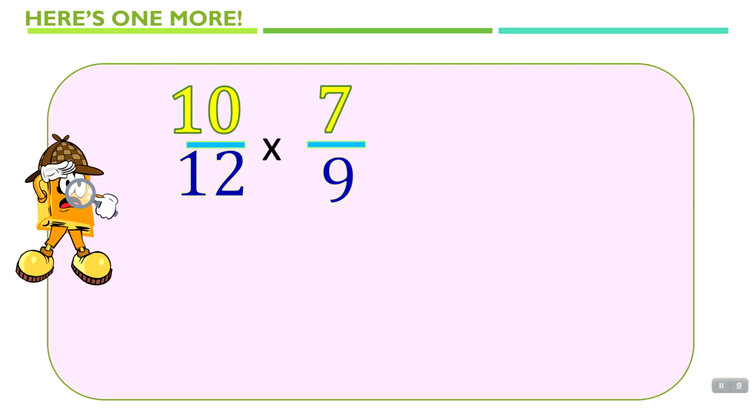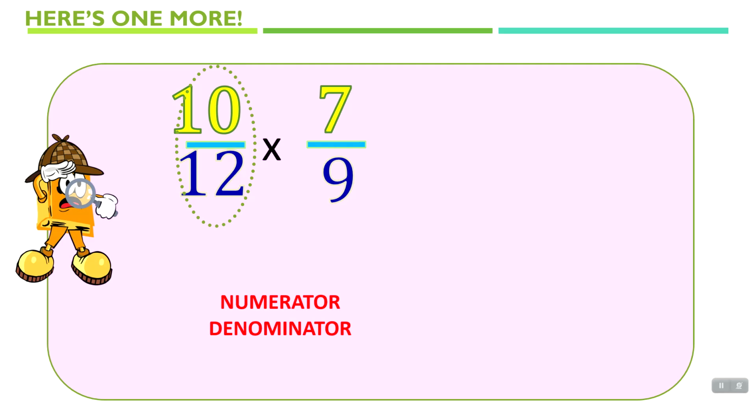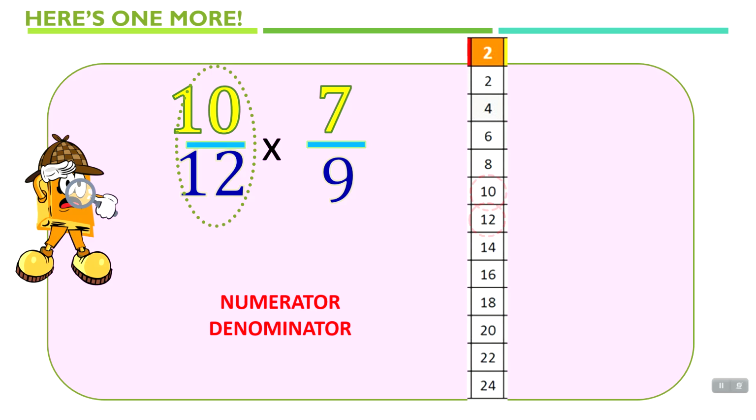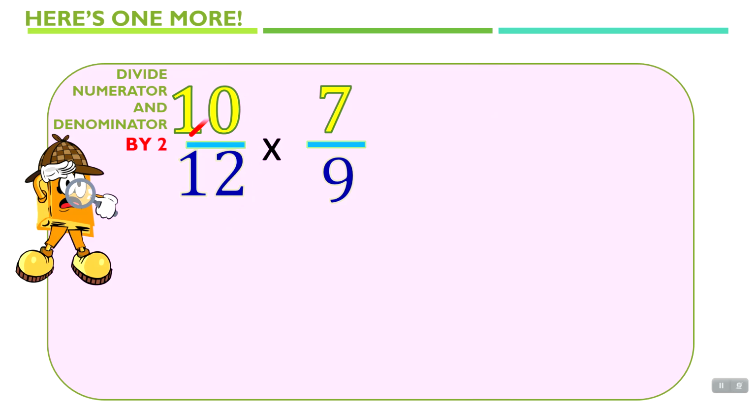10 out of 12 multiplied by 7 out of 9. We reduce fractions first. We check 10 out of 12, and we know that 10 and 12 are in our 2 times table. There they are. So we can divide both by 2. 10 divided by 2 is 5. 12 divided by 2 is 6.